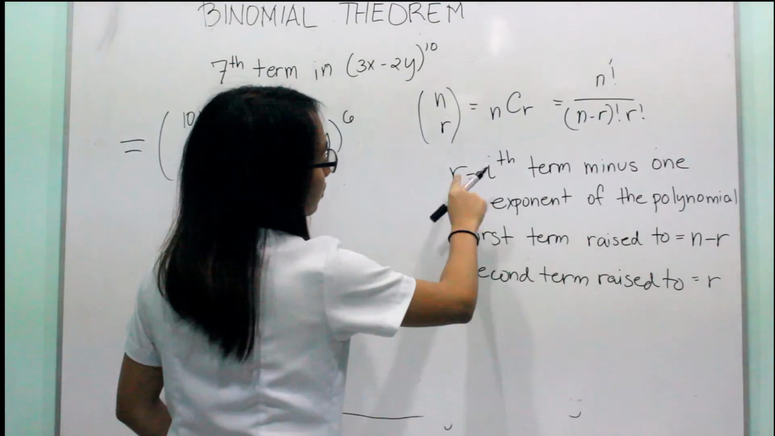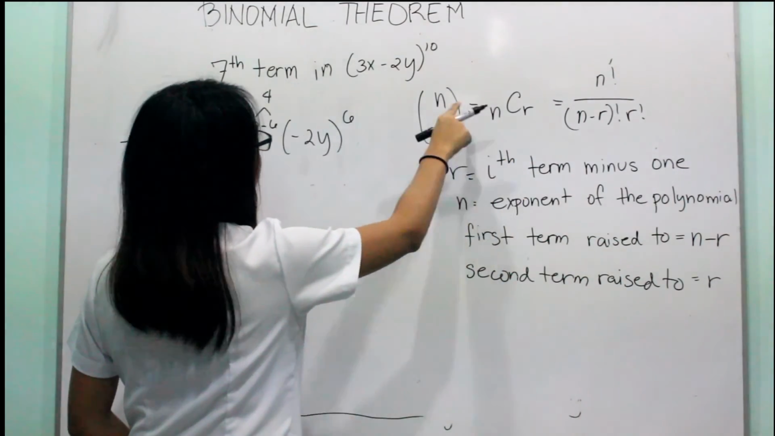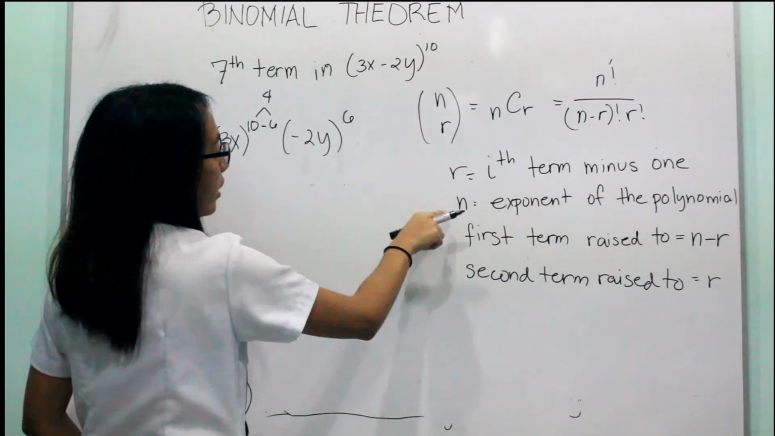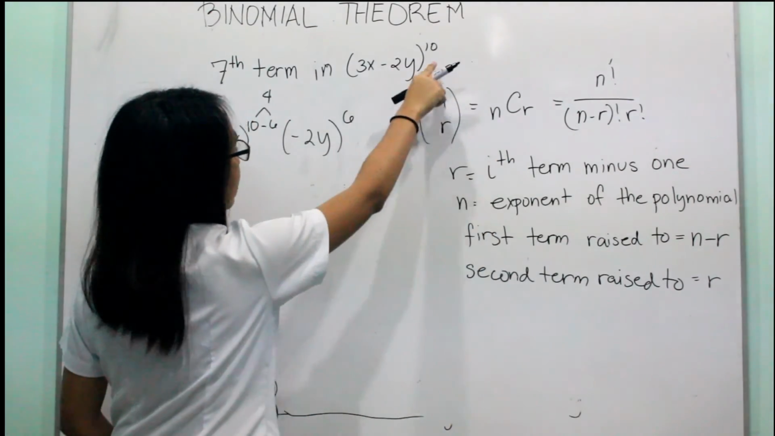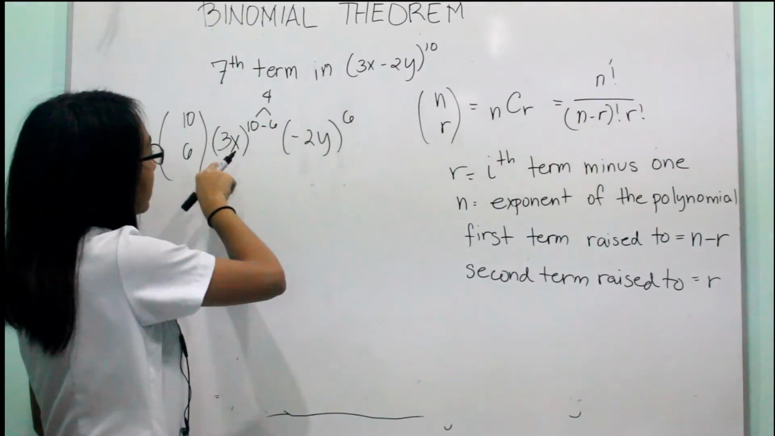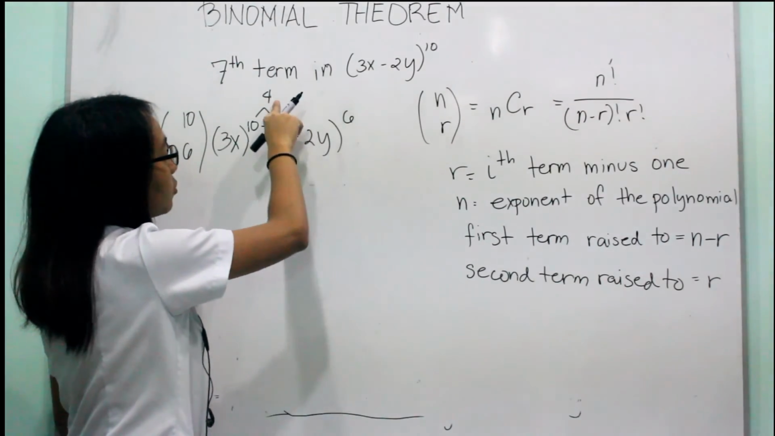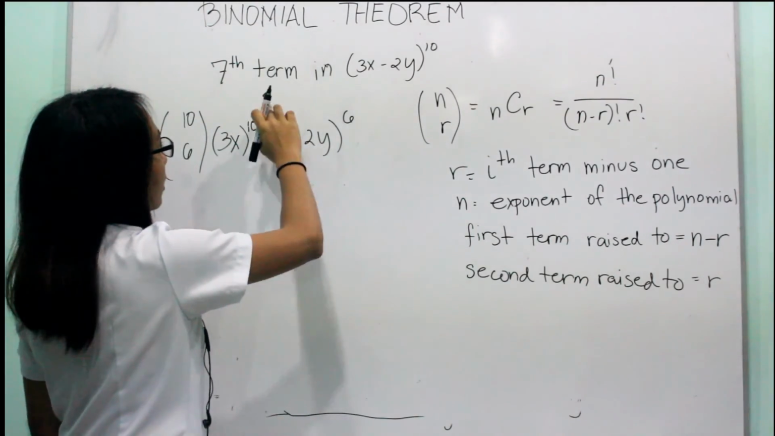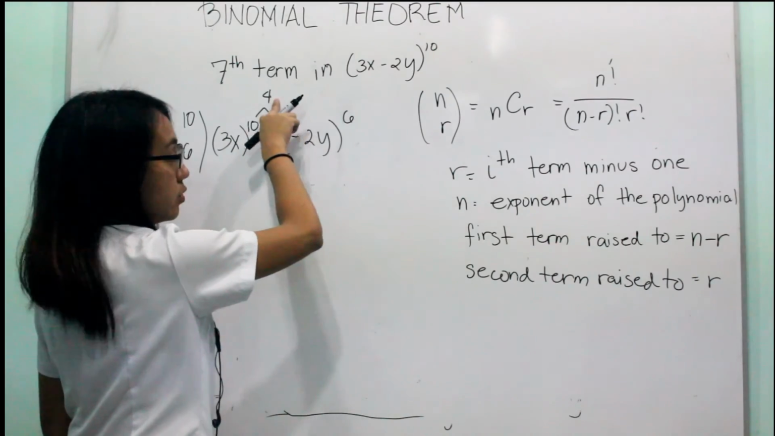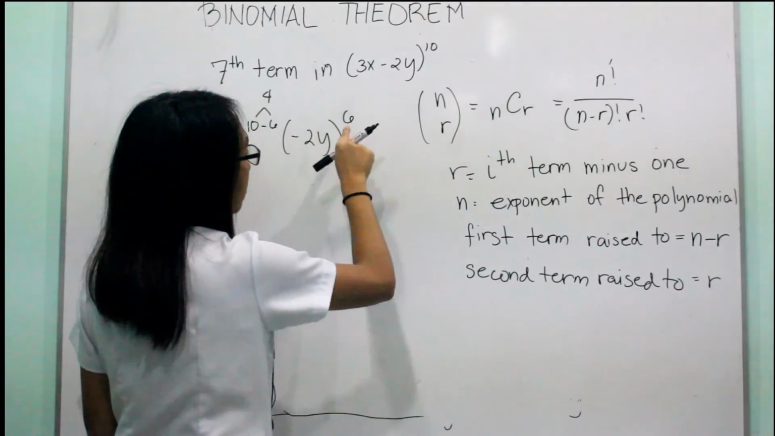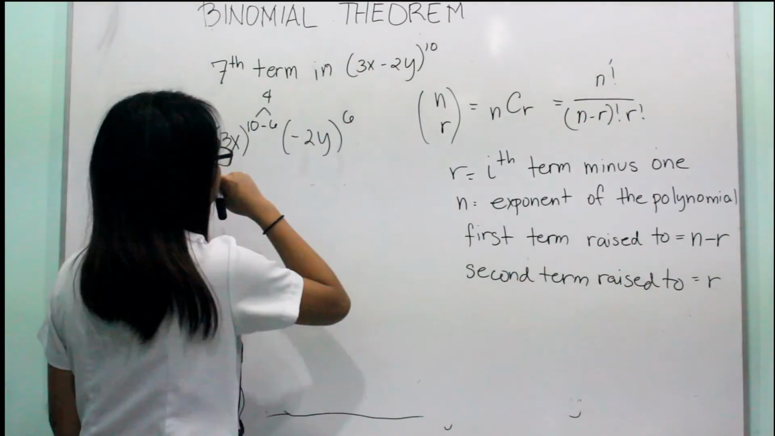So r is equal to the ith term minus 1, which is 7 minus 1, so 6, and n is equal to the exponent of the polynomial, which is 10. So 10, 6, and 10 minus 6 is equal to 4. So the first term would be equal to n minus r, so raised to 4. And the second term would be equal to r.